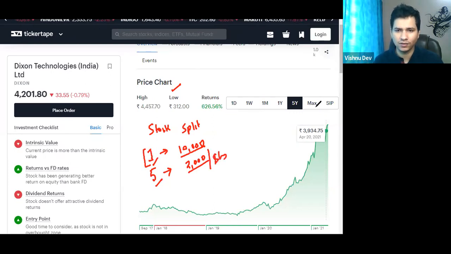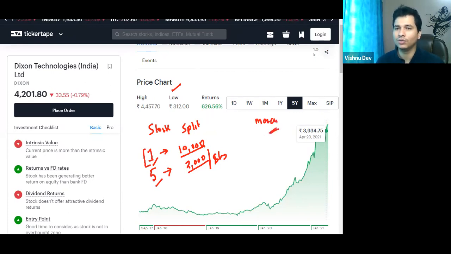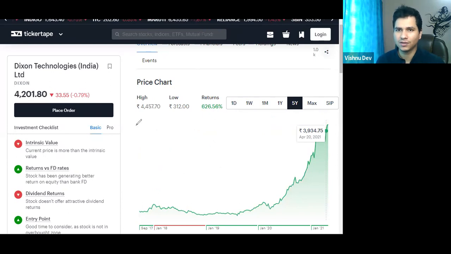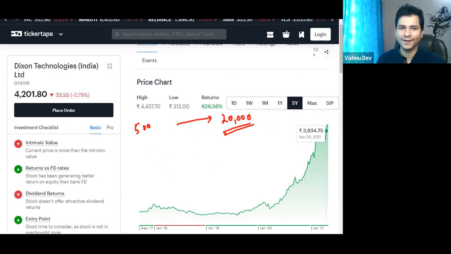Now this same thing happened with Dixon. In the last month, in February, March, the same thing happened. You know, the price of this stock, from 500, it went all up to 20,000. One stock. It is the actual price. समझ में आया? Sir, it is 40 times the price.